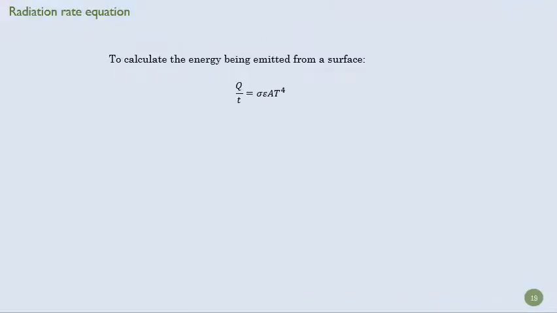Okay, so now we can turn to a rate equation for radiation. And that rate equation looks something like this. Again, thermal heat transfer per unit time is going to be equal to temperature to the fourth, and we'll get to that in a second, times the area, surface area, right? So if you have a bigger surface area, you can emit more. Your emissivity, and then this sigma, which is a constant called the Stefan-Boltzmann constant.